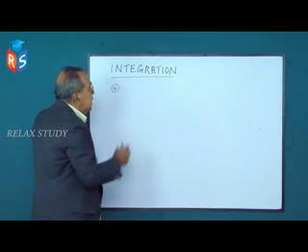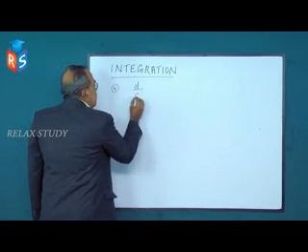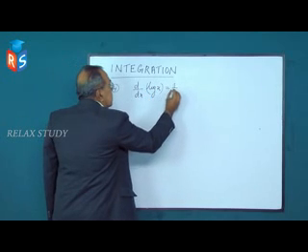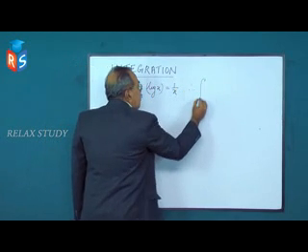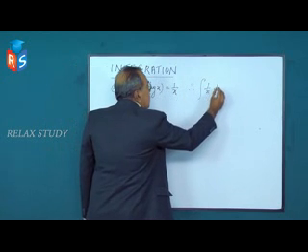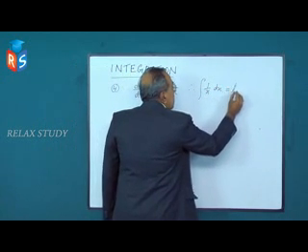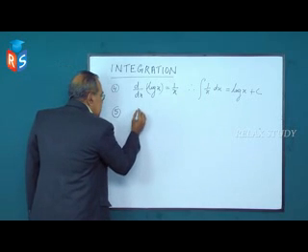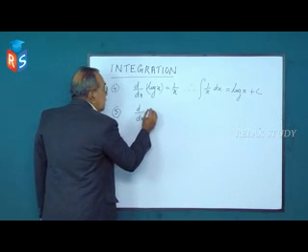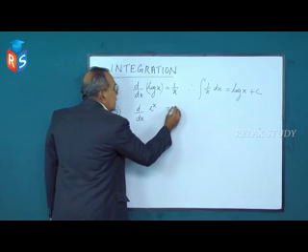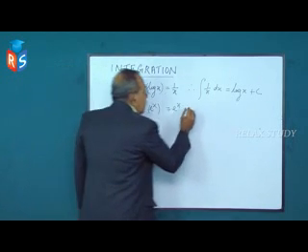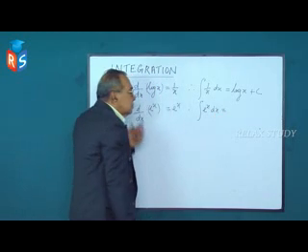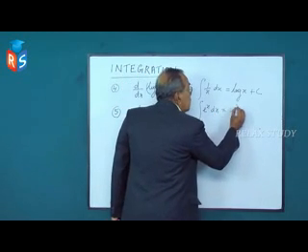4. D by dx of log x is equal to 1 by x. Therefore, the integral of 1 by x dx is equal to log x plus c. 5. D by dx of e raised to x is equal to e raised to x. Therefore, the integral of e raised to x dx is equal to e raised to x plus c.